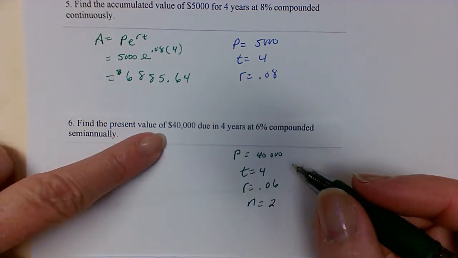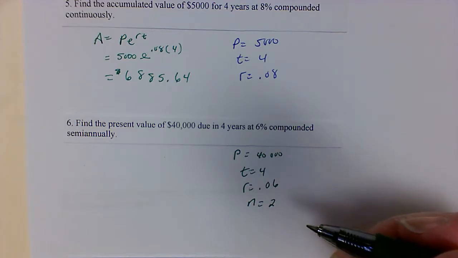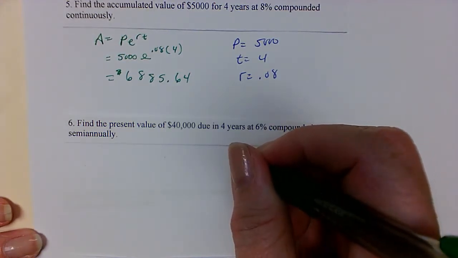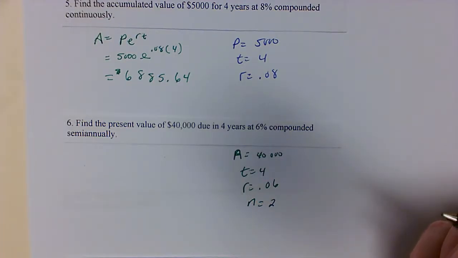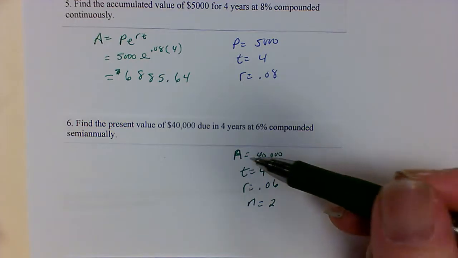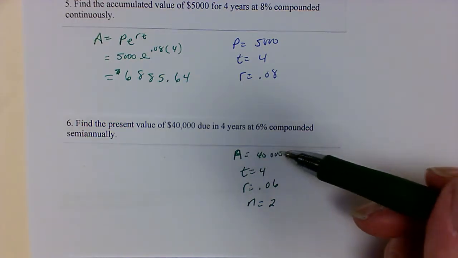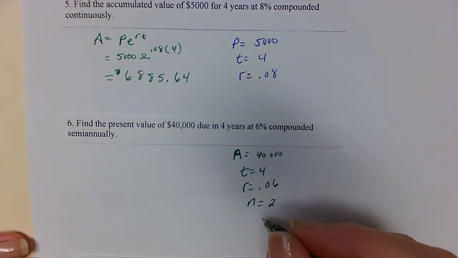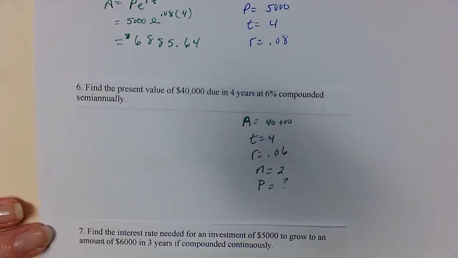So find the present value of 40,000. So that's actually going to be our accumulated value. It's going to be 40,000. Find the present value of 40,000 that's due in 4 years. So in 4 years, that 40,000 will be due, and that will be our accumulated value. We need to find the present value. So that is going to be our principal. That's what we're looking for to find.